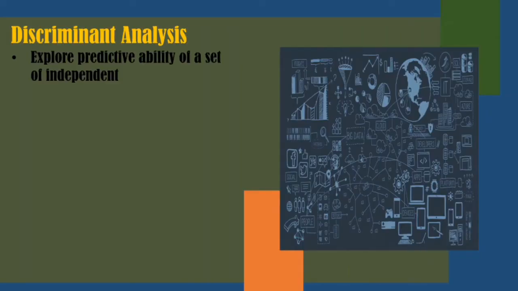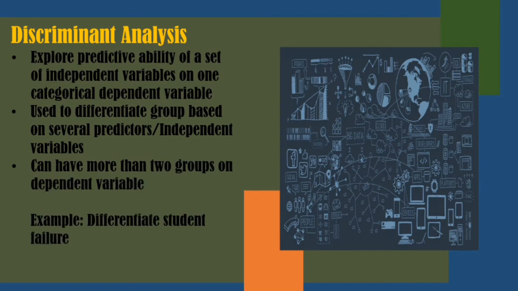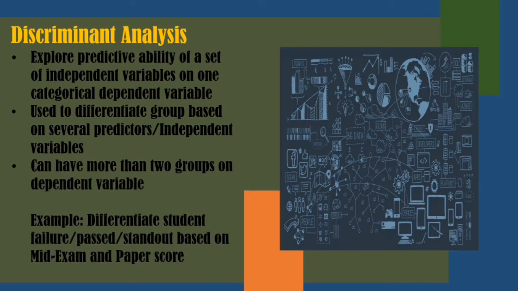Then we have discriminant analysis. This method explores the predictive ability of a set of independent variables on one categorical dependent variable. Discriminant analysis is used to differentiate groups based on several predictors or independent variables. This can have more than two groups on the dependent variable. Example, if you want to differentiate a student who failed, passed, or stood out, based on the midterm and paper score.